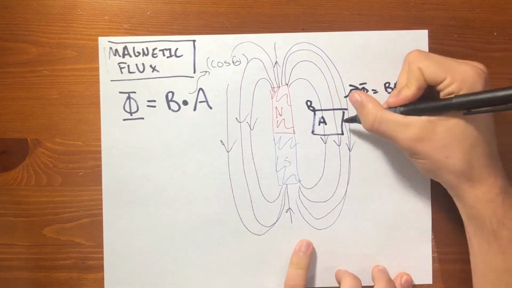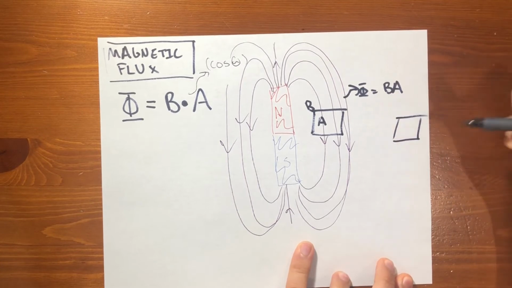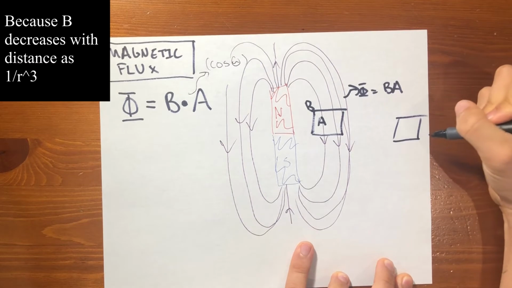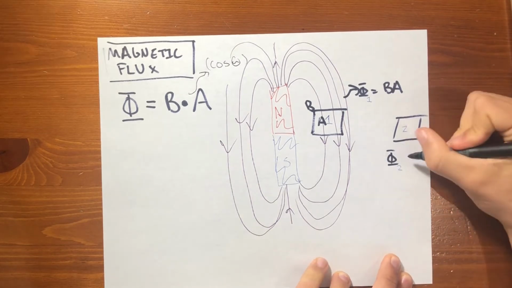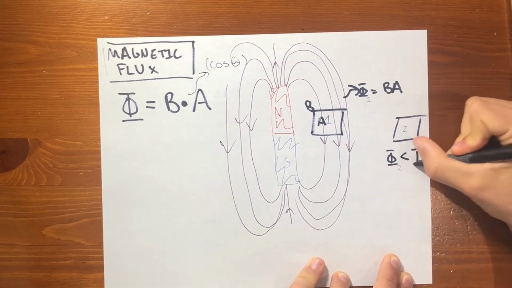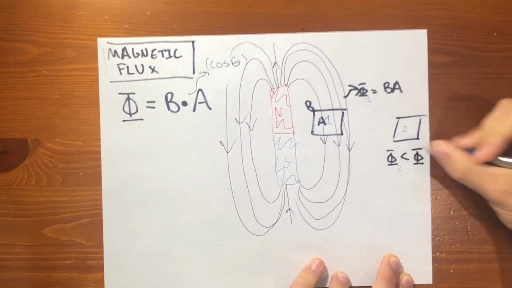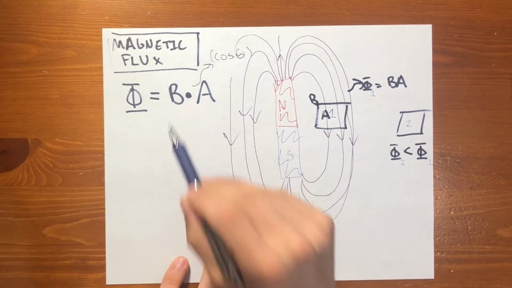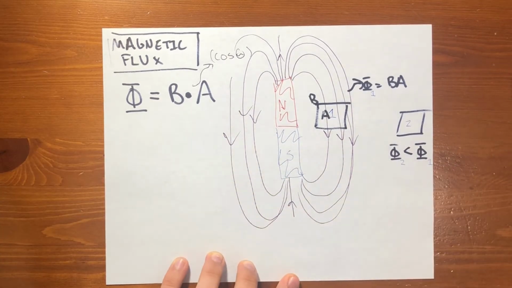If we take the same area over here, we know that the strength of the magnetic field will be less, even though the area is the same. Thus, this flux will be less than that flux. Flux can be changed by either changing the given surface or by changing the magnetic field, which is easiest to do by changing the distance.